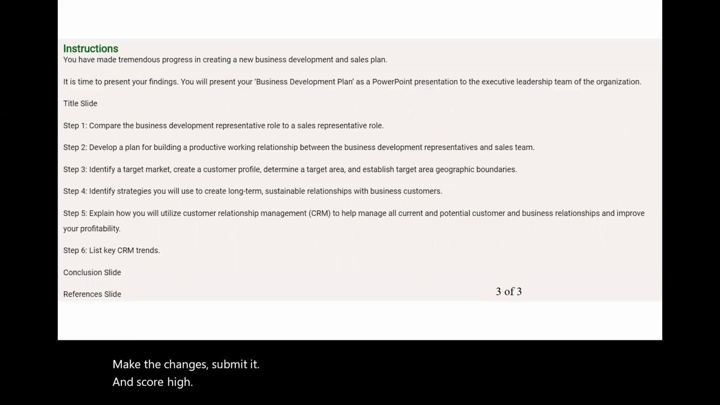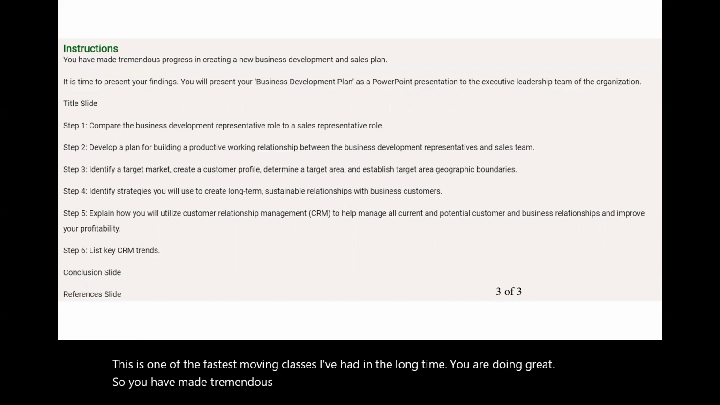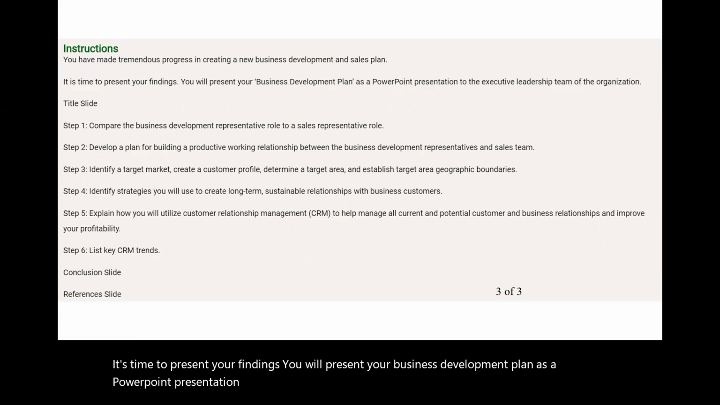Instructions, very important. You have made tremendous progress, and you really have. This is one of the fastest moving classes I've had in a long time. You are doing great. So you have made tremendous progress in creating a new business development and sales plan. It's time to present your findings. You will present your business development plan as a PowerPoint presentation to the executive leadership team of the organization.